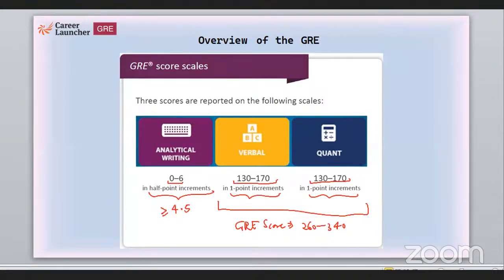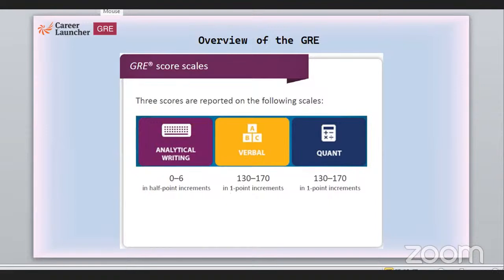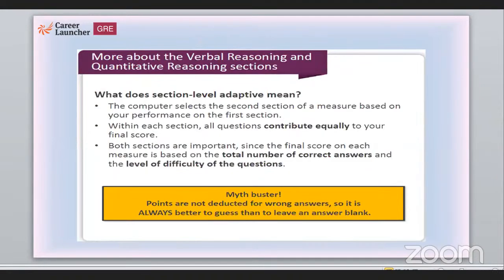And one thing you all would be knowing: GRE is a section level adaptive exam, right? That simply means the difficulty of the questions in your second section of either quant or verbal will be decided on the basis of how you have performed in the first one. So you have to play very well in the first section of quant or verbal, and then once you get higher order difficulty questions in the second section, you play safe in that. But you have to reach that level to get a decent score in both quant and verbal.